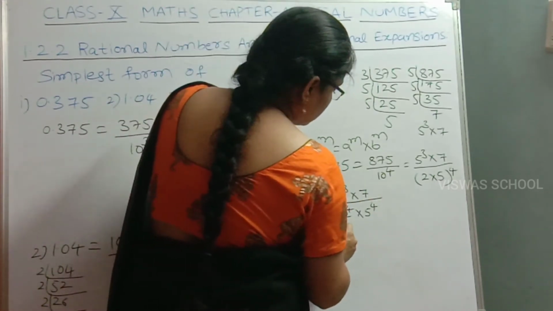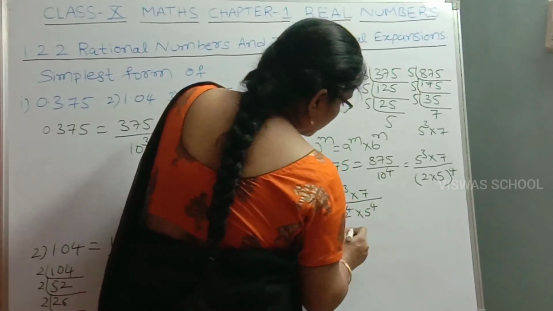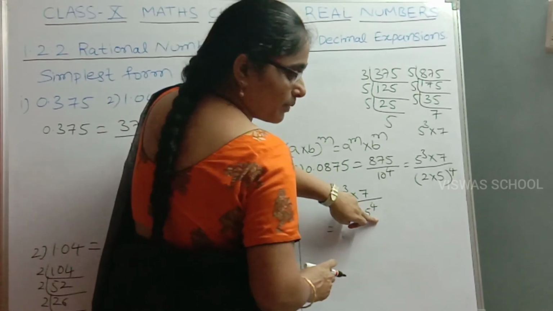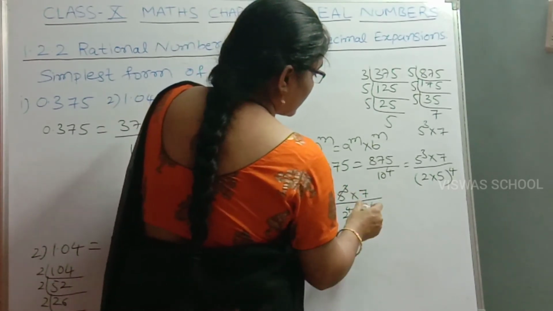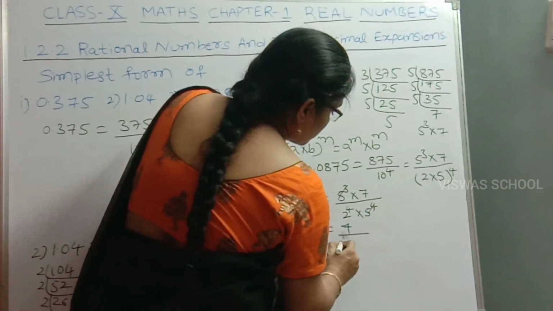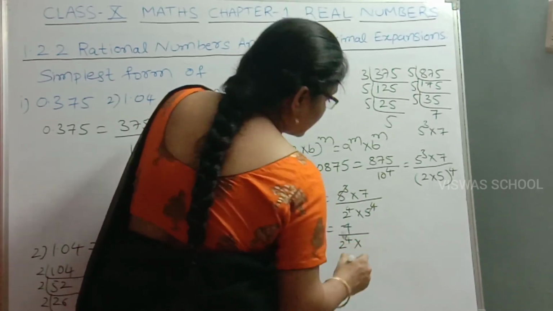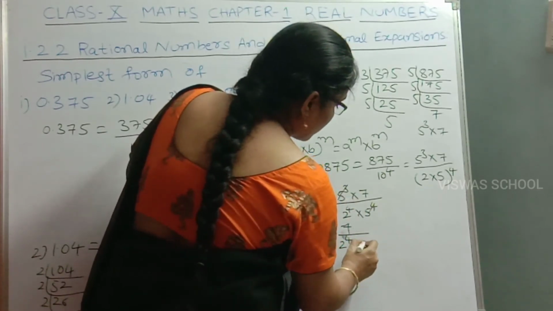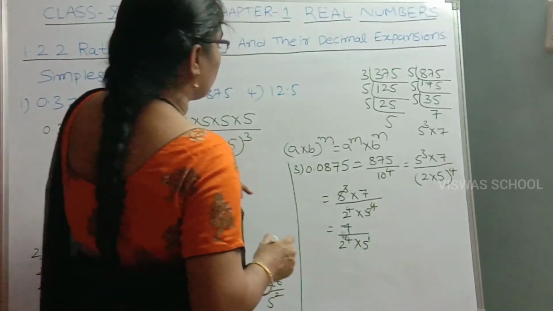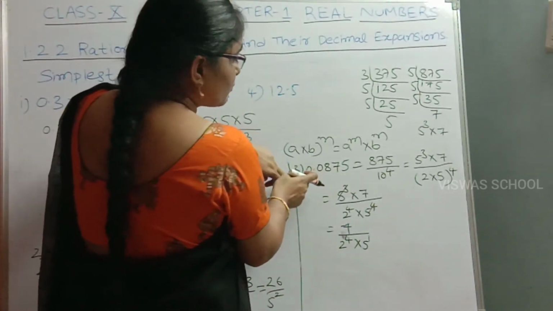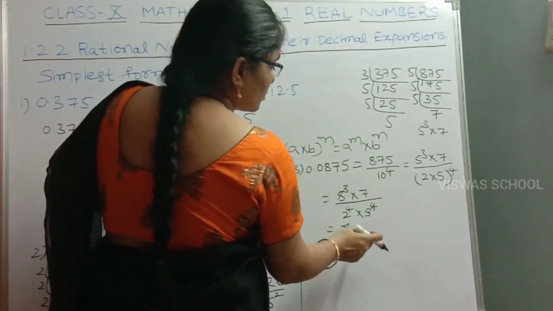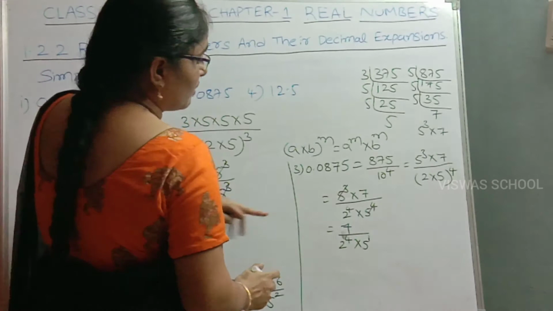Here we have 5 cube and here 5 to the power of 4. Both get cancelled and we are left with one more 5 in the denominator. That is 7 by 2 to the power of 4 into 5 to the power of 1. That is the simplest form of 0.0875: 7 by 2 to the power of 4 into 5 to the power of 1.